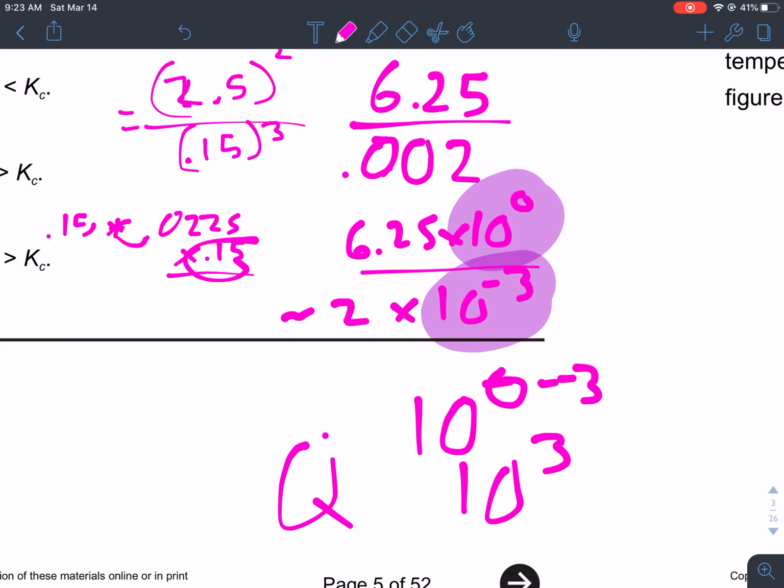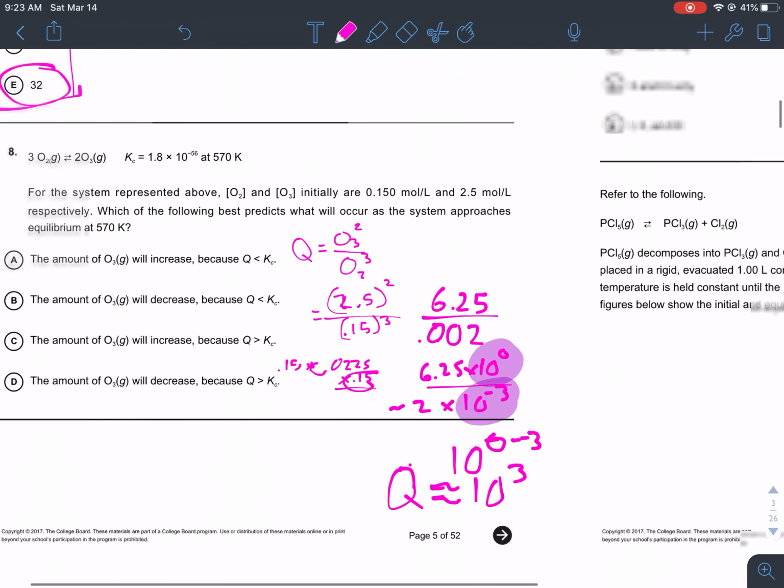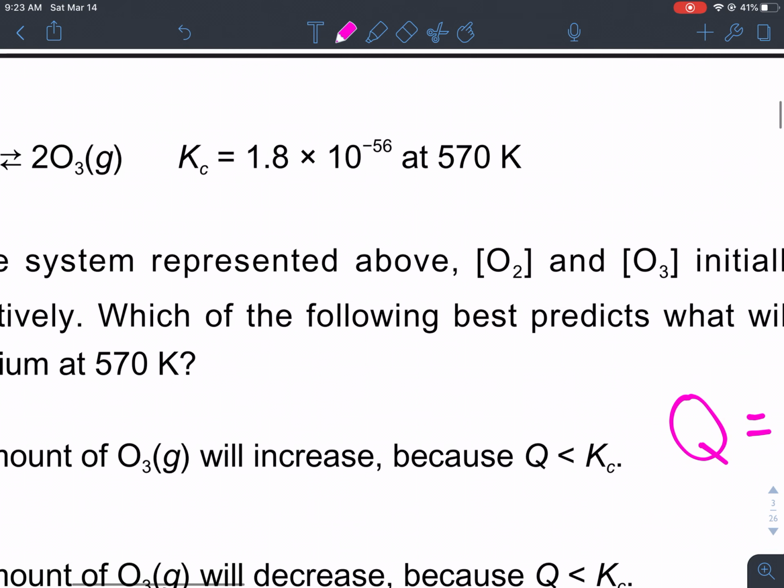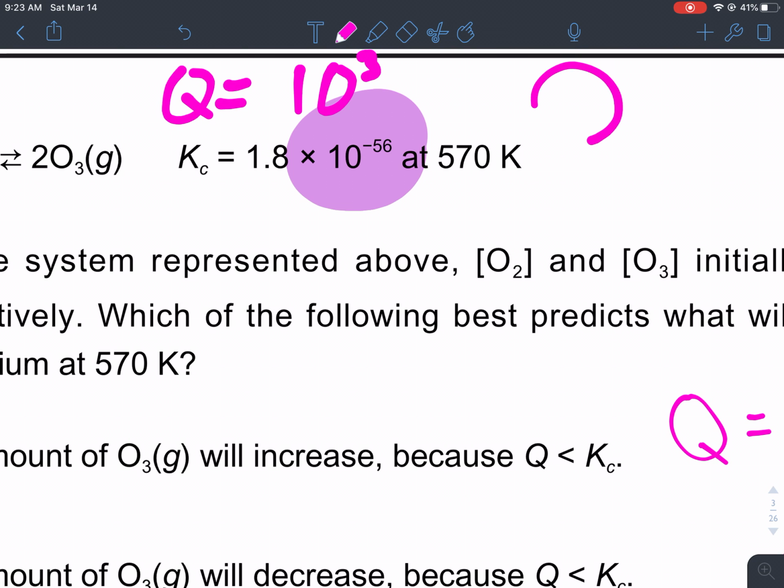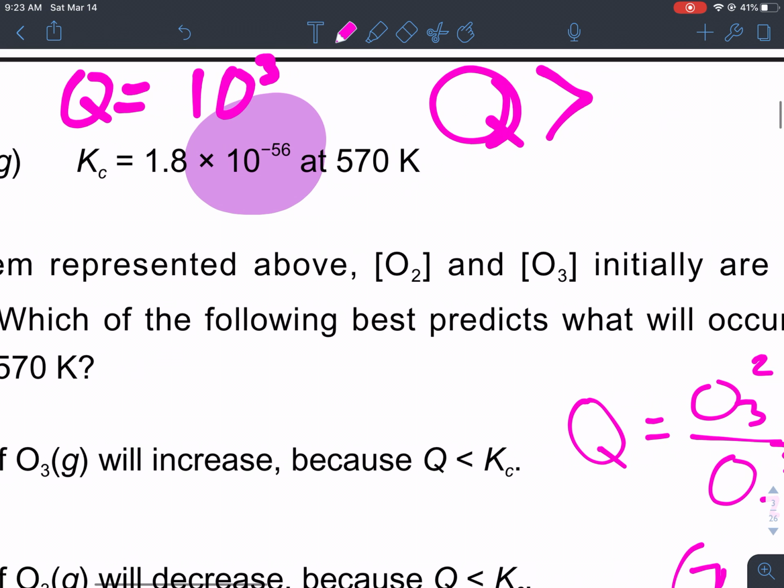My Q is some number, right? Some number times 10 to the negative 3. What's the point? Look at the number they gave you here. 10 to the negative 56. That's astronomically small. I don't know what my Q is exactly, but I know my Q is some number times 10 to the 3. 10 to the 3 is 1,000. KC is incredibly small. All you need to know is that Q is gigantic compared to K.